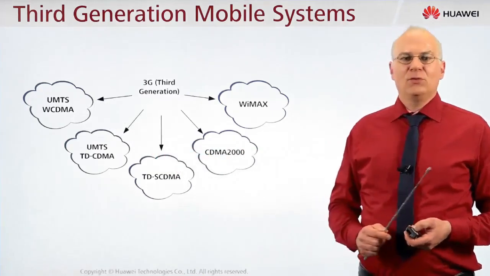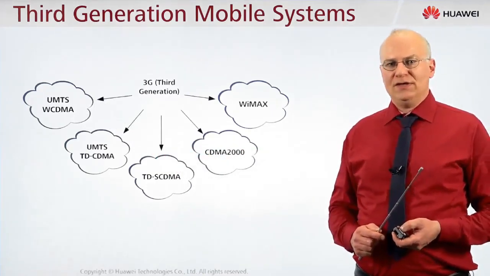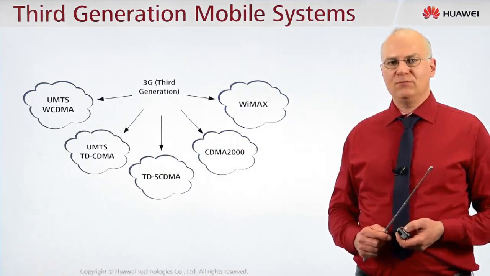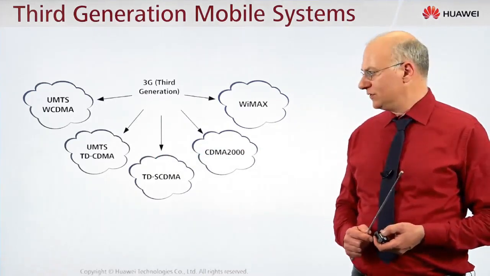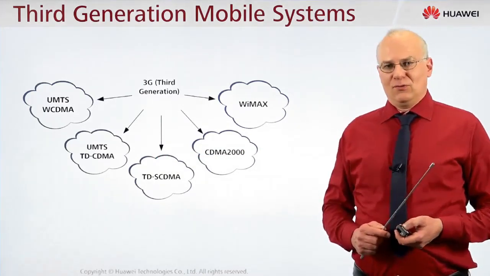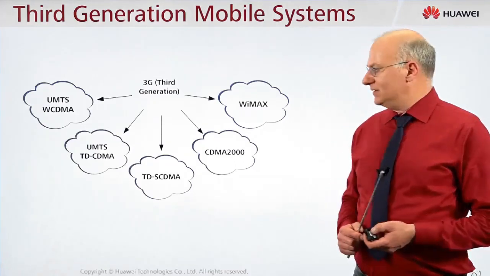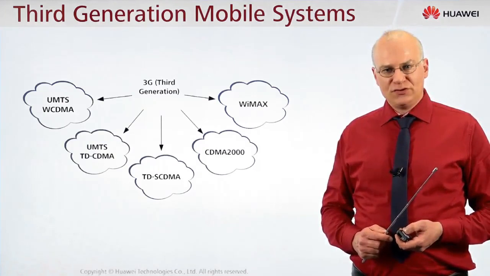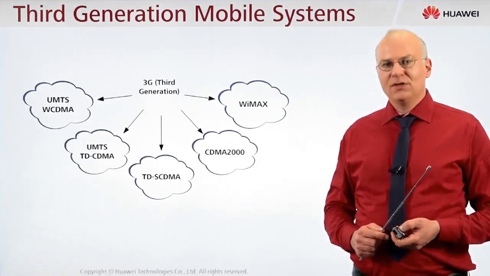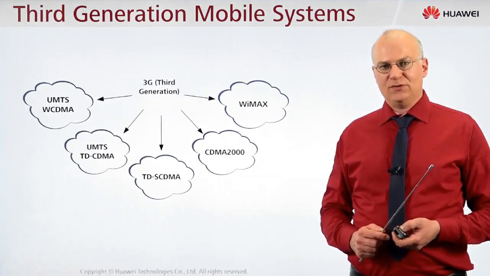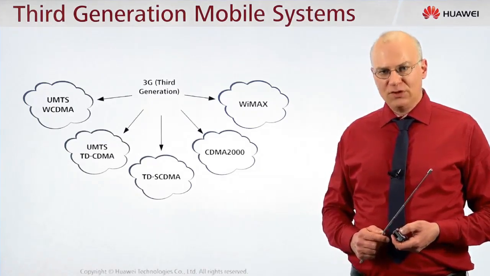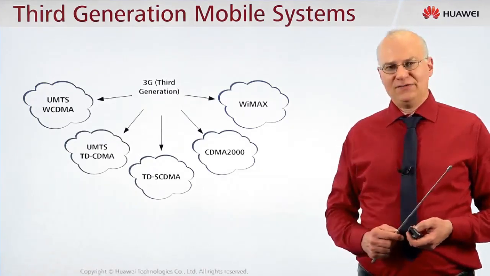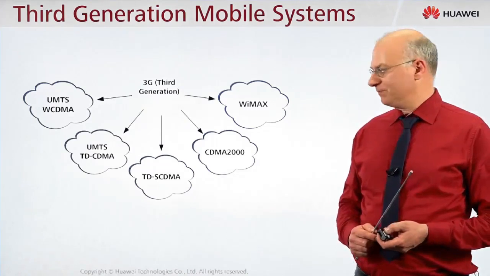The most important third generation system was wideband code division multiple access, WCDMA, which is better known as UMTS, Universal Mobile Telecommunication System. WCDMA is using a code division multiple access scheme on a wide channel, so it's a spread spectrum. It uses 5 megahertz bandwidth.